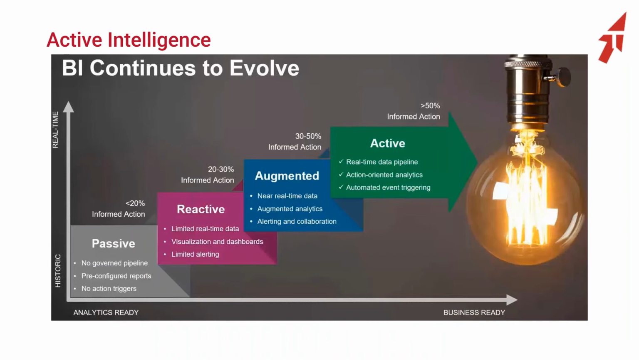So when we talk about BI or business intelligence, we also talk about active intelligence. So what is basically the active intelligence part of it? It means that we work with real-time data more than the passive and limited real-time data of today. Basically, our work is more action-oriented. It's more automated already, augmented.